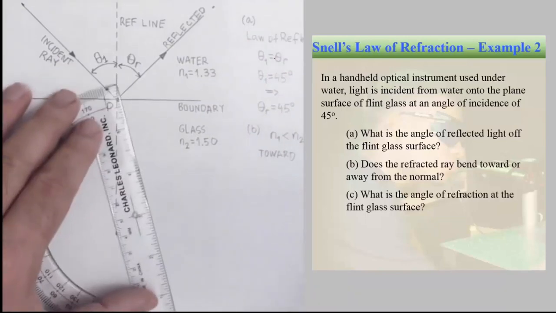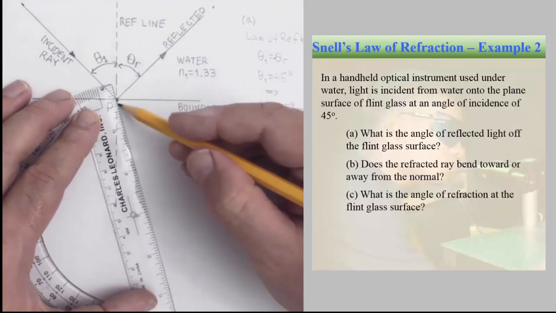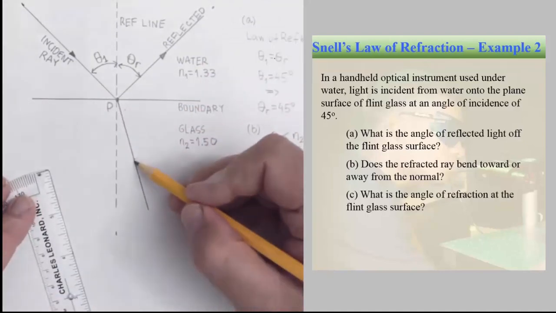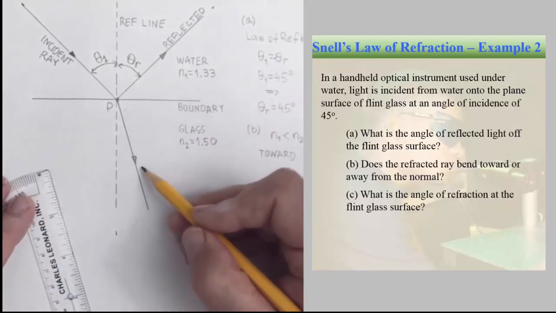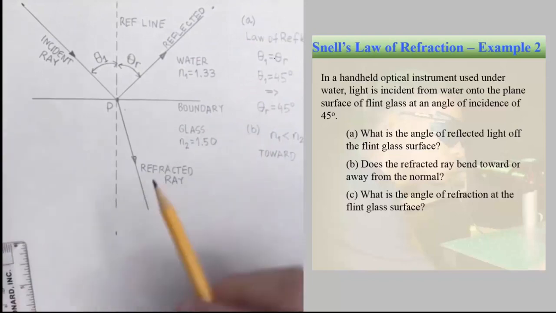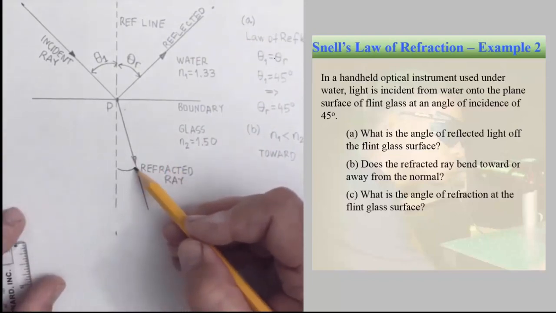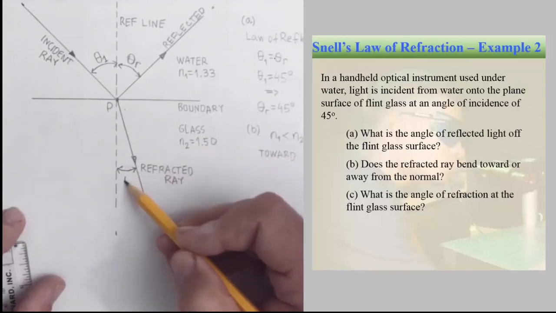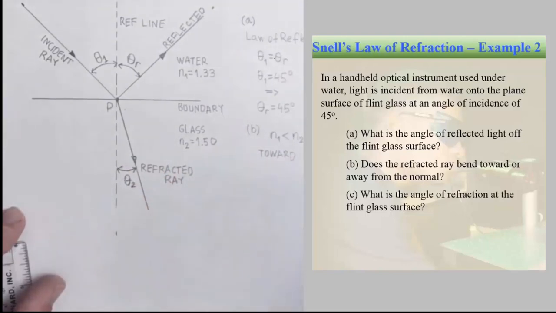So we can assume that the direction is going to be like this. So this is going to be our refracted light ray. And as you can see here, it's bending towards the axis. In other words, this angle here, which is going to be our angle theta 2, corresponding to the so-called refracted angle, is going to be smaller than the incident angle theta 1.